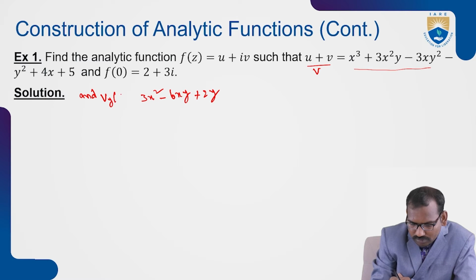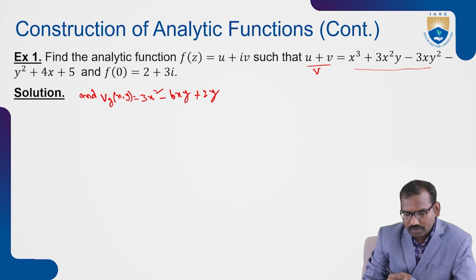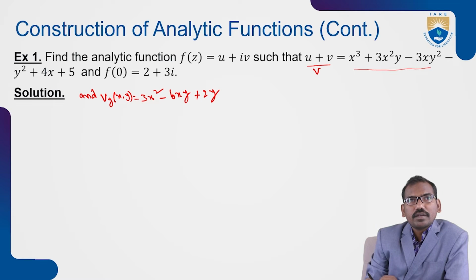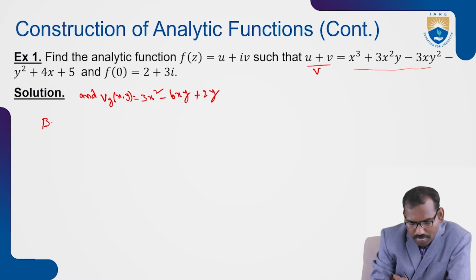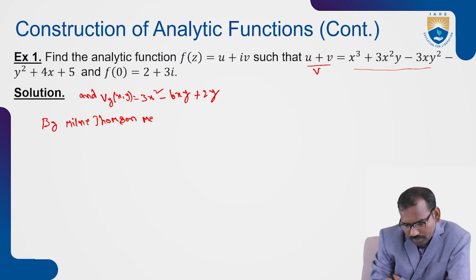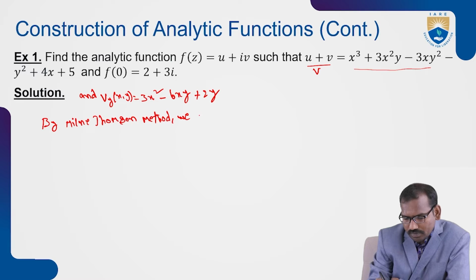Capital V of x, y. Right, this one. Now by the Milne-Thomson method, we have here, I know its imaginary part, so I can construct capital F of z. I'm constructing capital F of z, not small f of z.